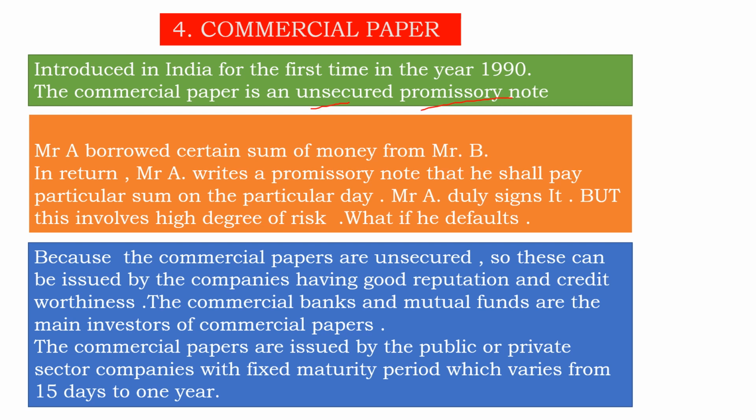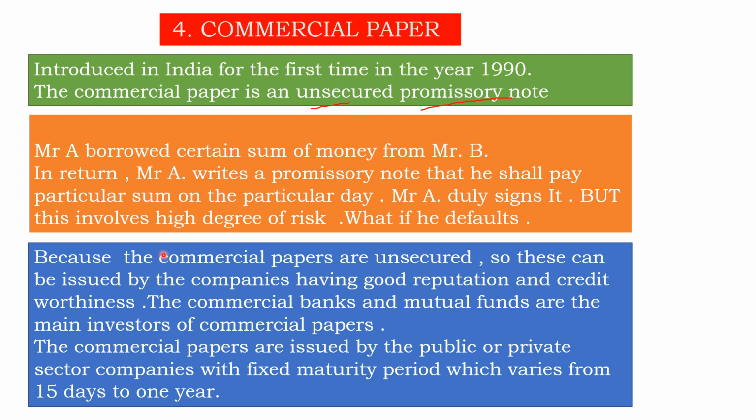Now see, Mr. A borrowed a certain sum of money from Mr. B. In return, Mr. A writes a promissory note that he shall pay a particular sum on a particular day. Mr. A duly signs it. But, my dear, this involves a high degree of risk. What if he defaults? You don't know Mr. A, I don't know Mr. A. Maybe he just ends up landing in default. What will happen?